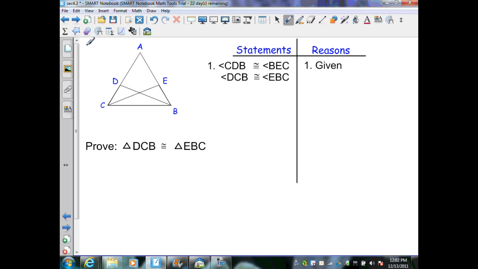Given that angle CDB is congruent to angle BEC and angle DCB is congruent to angle EBC. And we want to prove that triangle DCB is congruent to EBC. We're given multiple triangles inside of our diagram, but what we want to identify are these two triangles we're trying to prove congruent. So here I have triangle DCB, and the other triangle is triangle EBC.